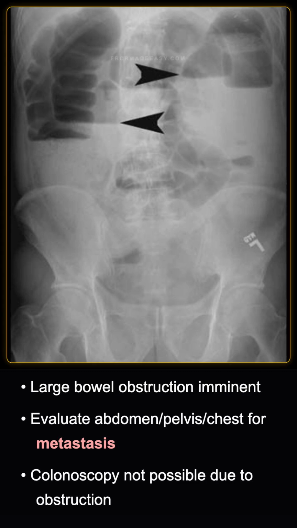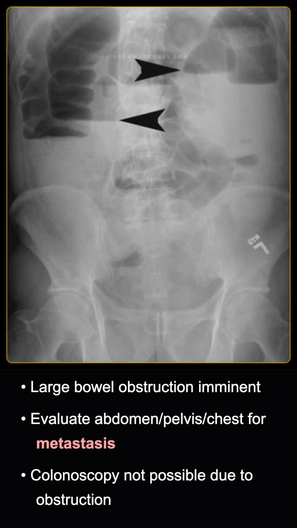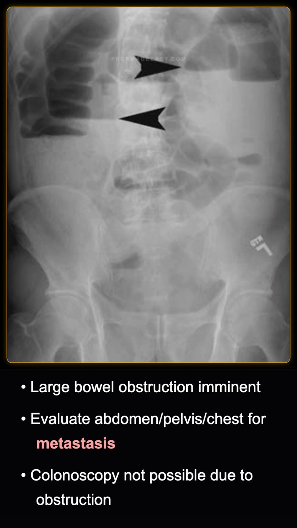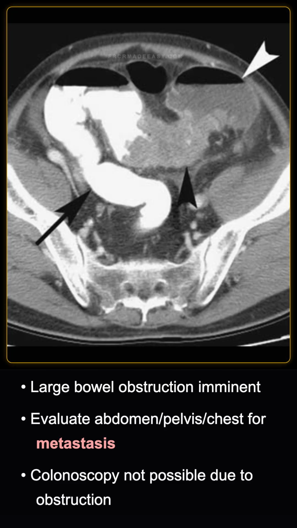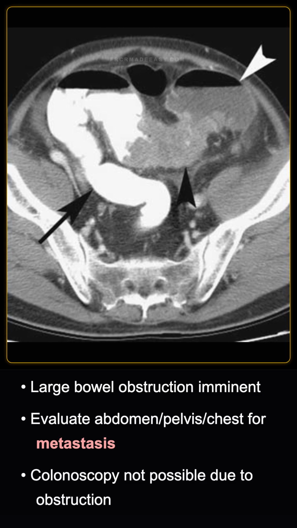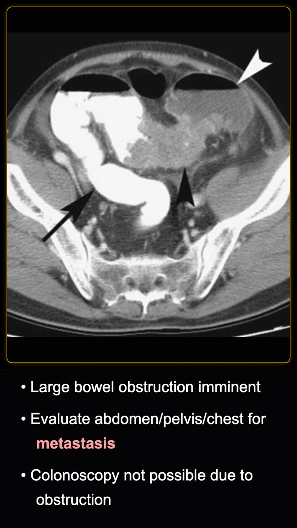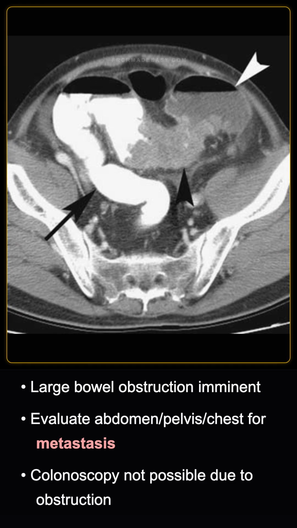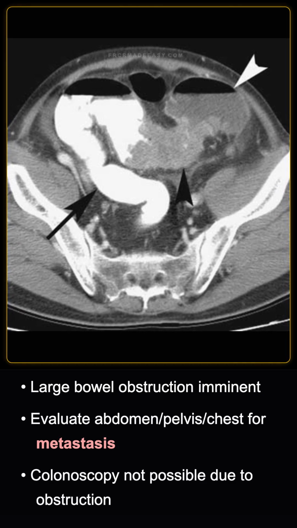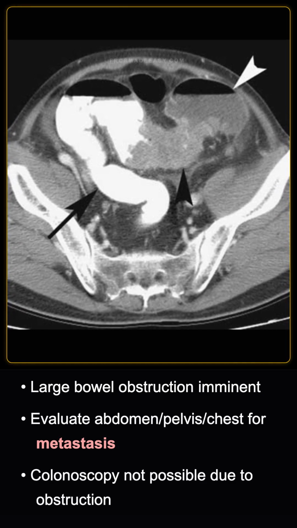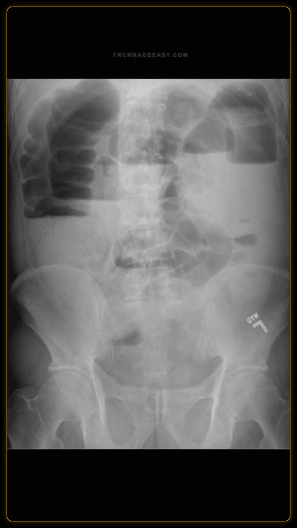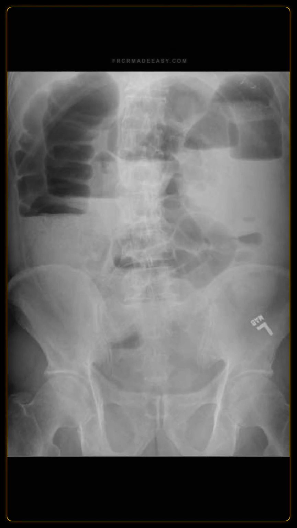So, I would immediately alert the surgical team regarding the impending complete large bowel obstruction. Because the obstruction prevents a full standard colonoscopic evaluation, I must meticulously evaluate the rest of the abdomen, pelvis, and chest for metastatic disease. What would be your recommendation at the GI-MDT for this patient?